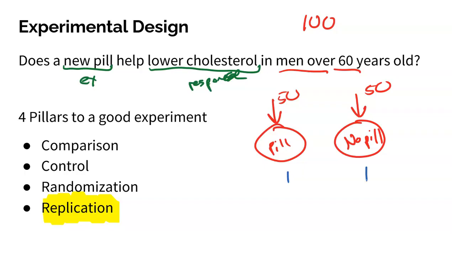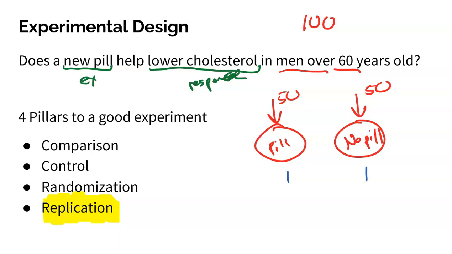You know what's going to be even better? If I had 10,000 people, 5,000 taking the pill, 5,000 taking no pill, that's going to give me even more power to see the truth. And if the truth is that the new pill works to lower cholesterol, if I have 5,000 people all with lower cholesterols on average versus another group that did not take the pill, then listen, I have a lot of power to say that my new pill works.